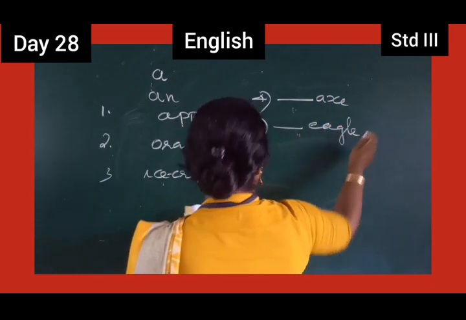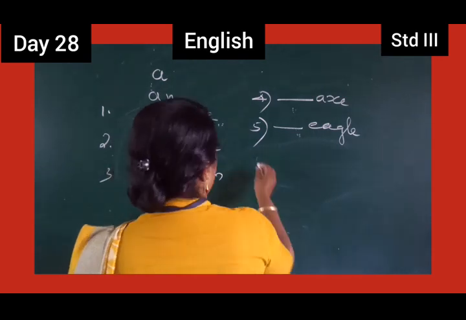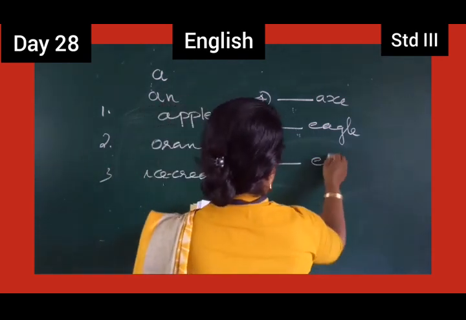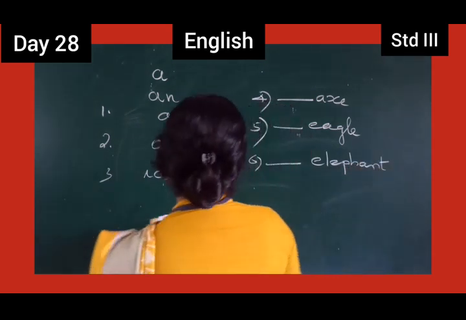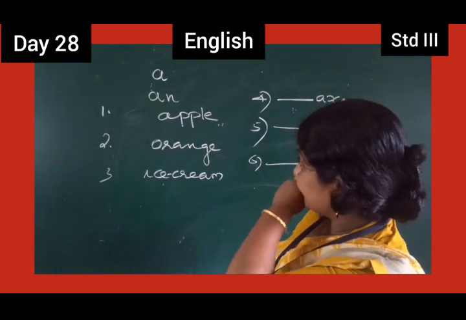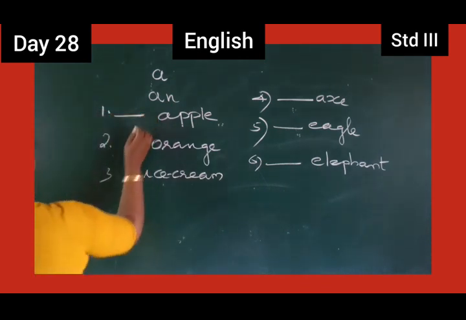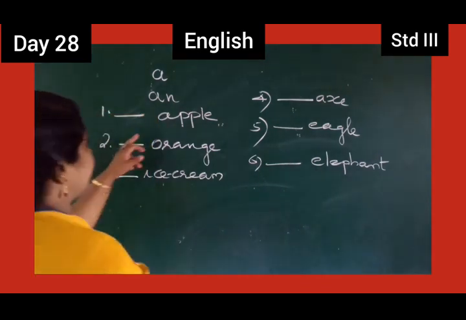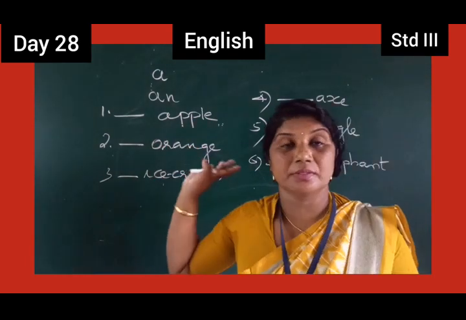Eagle. The last one, elephant. Children, look at the board. See here, dash apple. Look at this word. This word is apple.